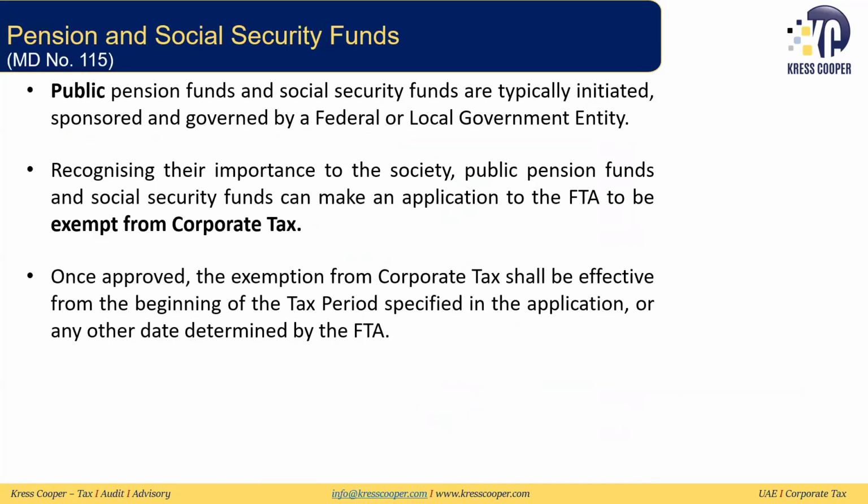The next category that we have is pension and social security funds. So public pension funds and social security funds, they are typically sponsored or governed by federal or local government. And because they are for the benefit of the public, that is why they're given this exemption, and they can apply to FTA to get exempt from corporate tax, but they do need to make an application and get this approval. Once they get approved, they will be exempt from corporate tax from the beginning of the tax period, which is specified in the application or any other date if FTA determines that to be correct.